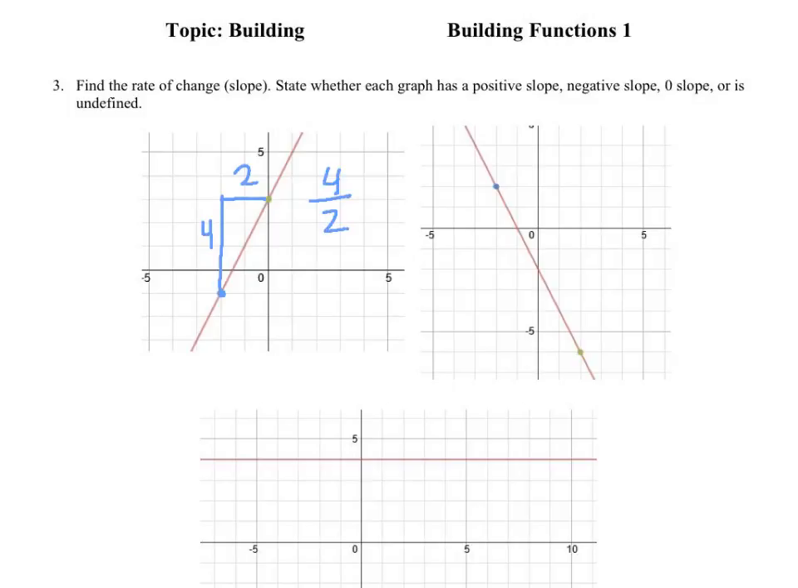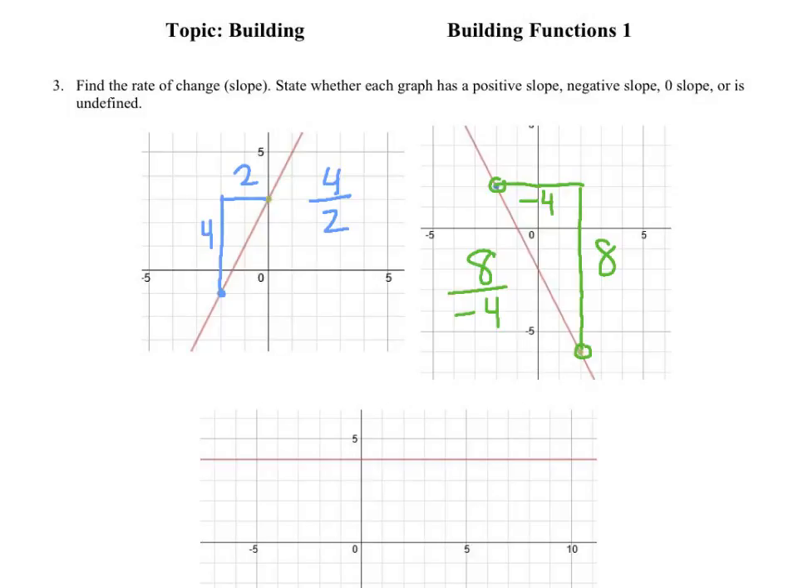Looking at the next graph, I'm going to start at the bottom point. This time it is the green point. I'm going to go up to the blue point. So if I count, I go 1, 2, 3, 4, 5, 6, 7, 8. And I go backwards 1, 2, 3, 4. Now because I went to the left, that's going to be negative 4. So my slope is 8 over negative 4.